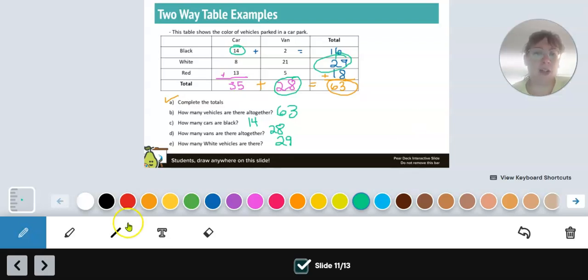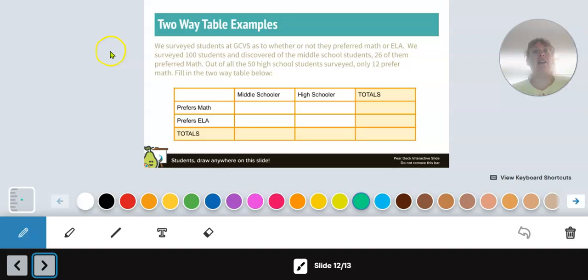We're going to keep doing practice with these two-way tables, but just to get a good idea, here's the last slide. It says we surveyed students at GCVS as to whether they preferred math or ELA, and we surveyed 100 students and discovered of the middle school students, 26 of them preferred math. Out of all the 50 high school students surveyed, only 12 prefer math. So we're going to fill in this chart. So notice it's all empty. So we're getting this information all from our paragraph here.